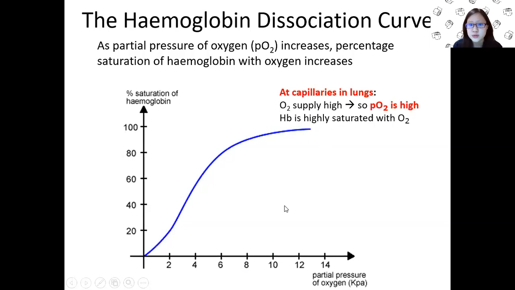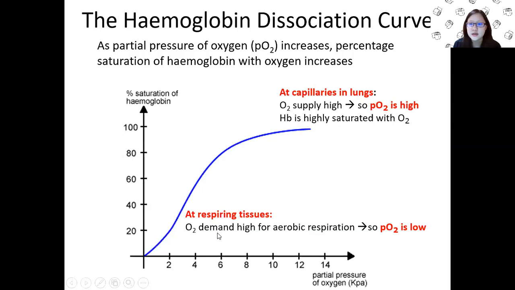Now in tissues, however, at the respiring tissues, the capillaries near there, oxygen is in high demand because those tissues will take in oxygen in order to perform aerobic respiration, right? To produce ATP in the mitochondria. So partial pressure of oxygen is low near the respiring tissues. And you expect the hemoglobin in the capillaries near those tissues to release oxygen and therefore be less saturated with oxygen. So it makes sense.